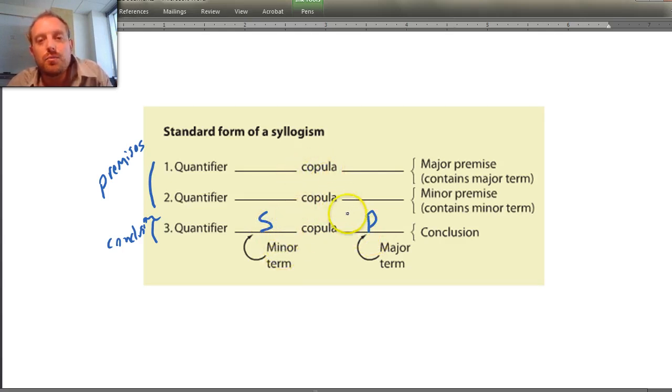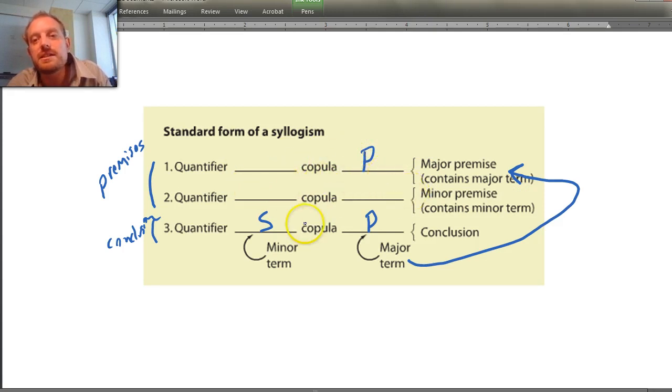Now, they will always look like this. Let's just put it like this. The predicate term, the major term, is always going to be located in the major premise, namely the first premise, right? So the predicate of the conclusion always comes in the first premise, and then the subject, or the minor term, always comes in the minor premise. So we'll just put the S right here. Now, where would the middle term be? The middle term is going to be here.